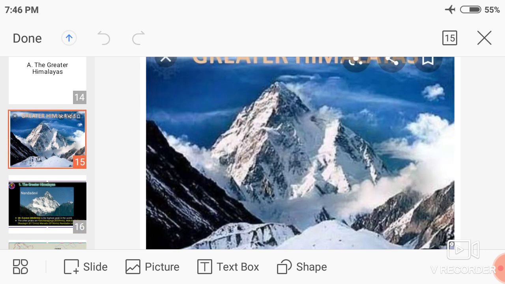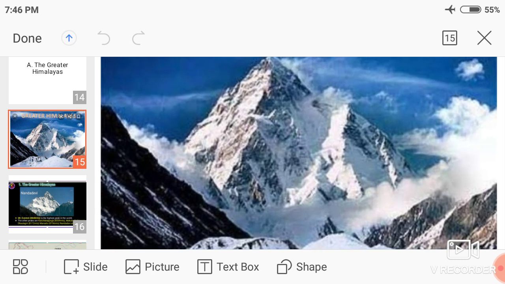The Greater Himalayas are covered with snow throughout the year. Let us see the picture.